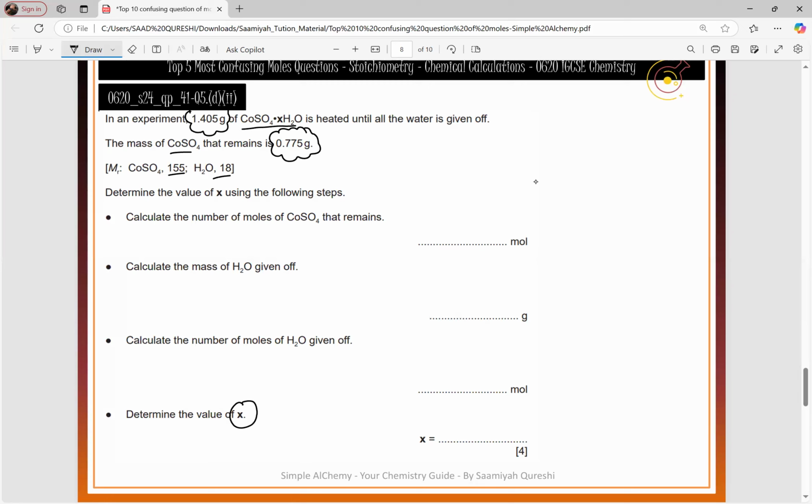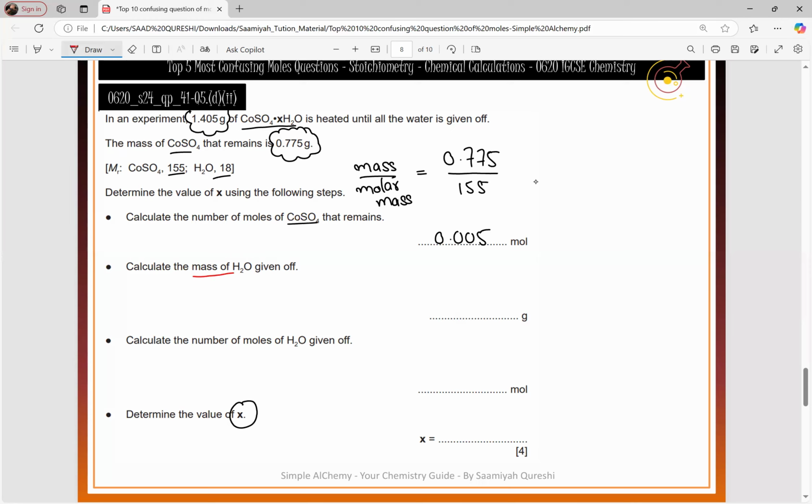of cobalt sulfate by using the formula mass over molar mass. For the cobalt sulfate, the mass is given as 0.775, divided by 155. 0.775 divided by 155 is 0.005.